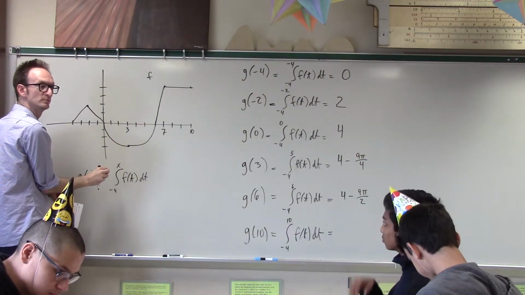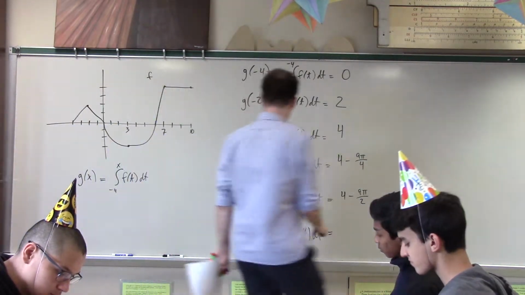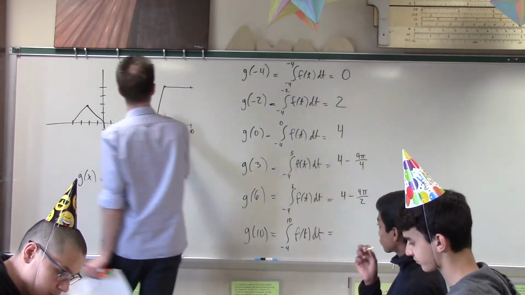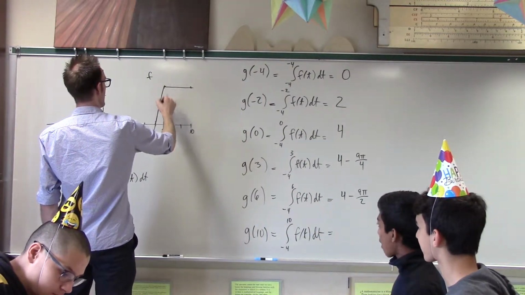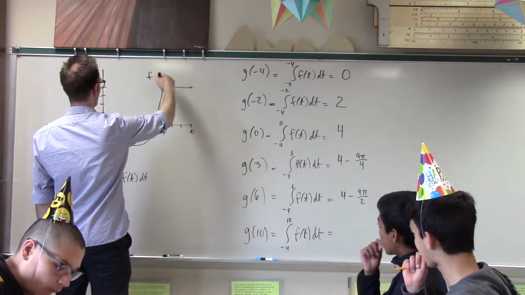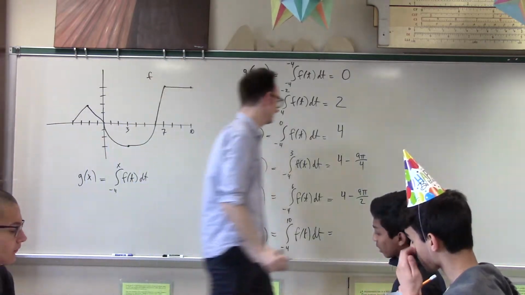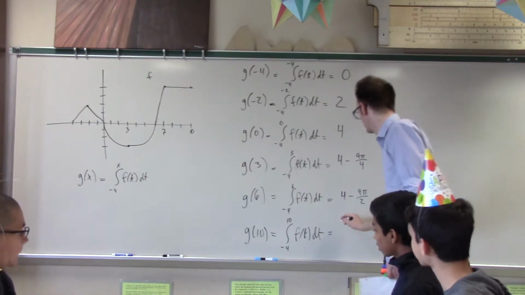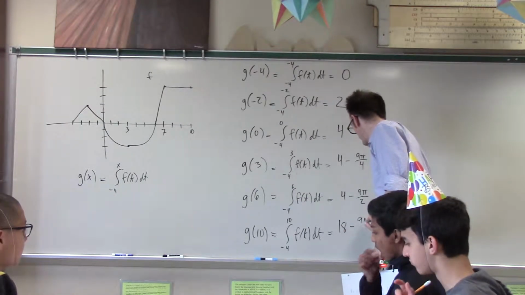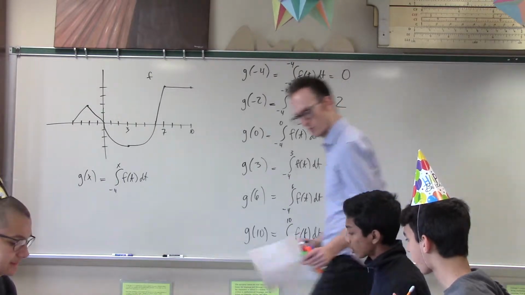Are we cool? Okay, and then this last one is going to be that, plus now I add another, that triangle has area 2, and that's a 3 by 4, so that's 12. So I guess that's 14 more than this one. Did you get 18 minus 9 pi over 2? Yep. Okay, is everyone cool?